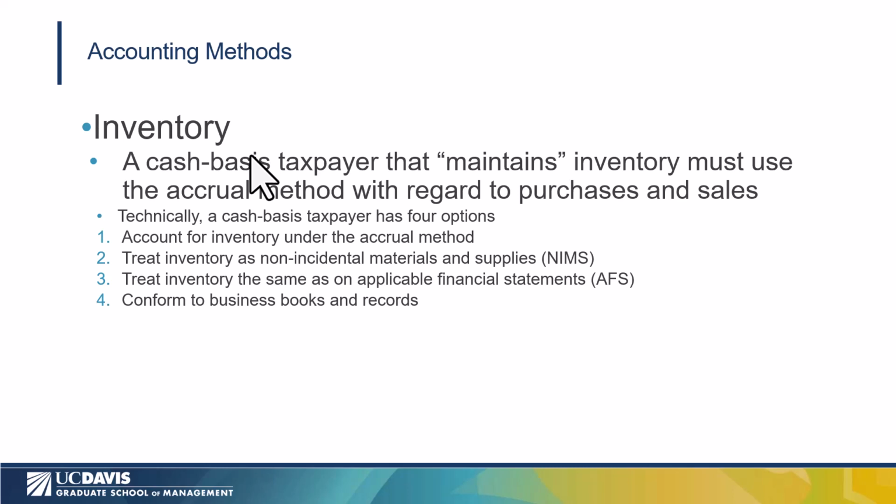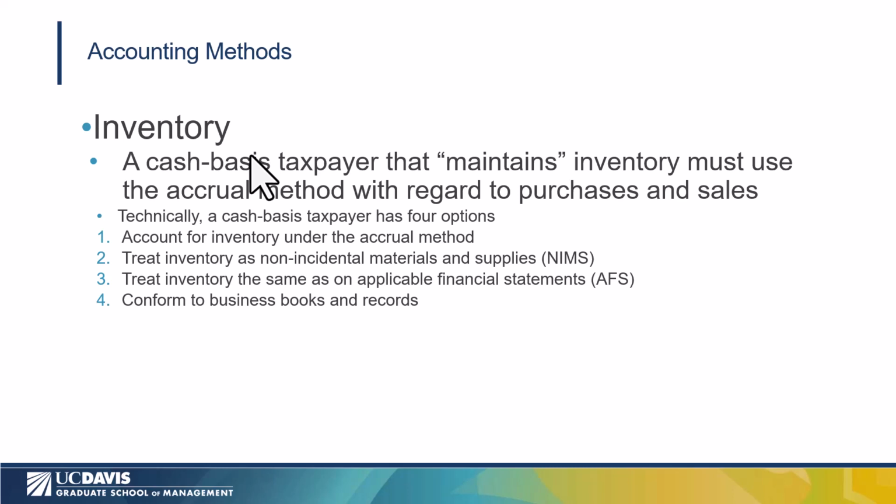So a cash basis taxpayer that maintains inventory must use the accrual method with respect to the purchases and sales of that inventory. So technically, a cash basis taxpayer that maintains inventory is required to use the accrual method for inventory. So what that means is you have beginning inventory, ending inventory, cost of goods sold. You do all those calculations that you do under the accrual method, even if you're a cash basis taxpayer.